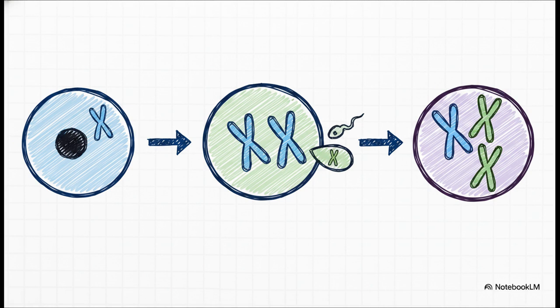Second, this glitch forms an abnormal gamete with an extra copy of chromosome 21, so it's holding 24 chromosomes instead of the usual 23. Third, if this abnormal gamete fuses with a totally normal gamete during fertilization, the math is straightforward. 24 plus 23 equals 47. The resulting zygote will have 47 chromosomes, specifically 3 copies of chromosome 21, and that condition is Down syndrome.